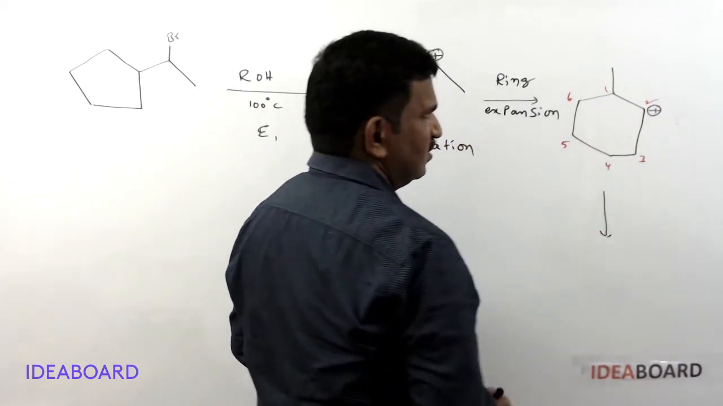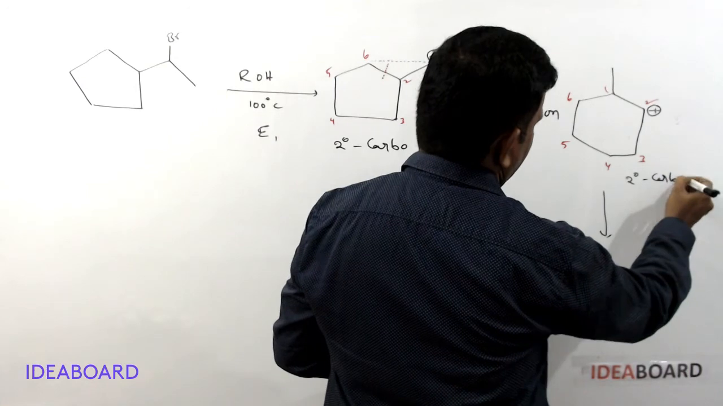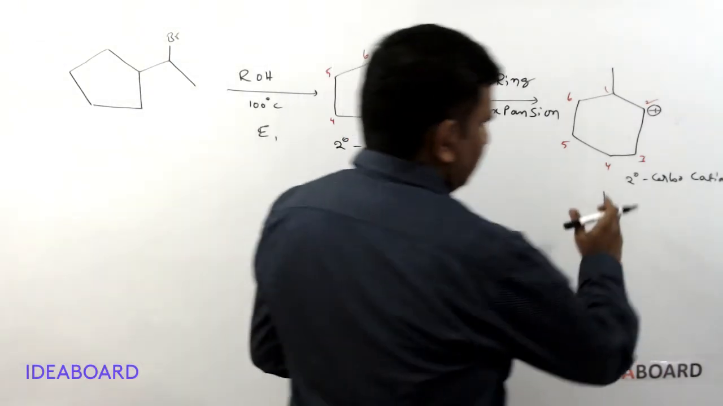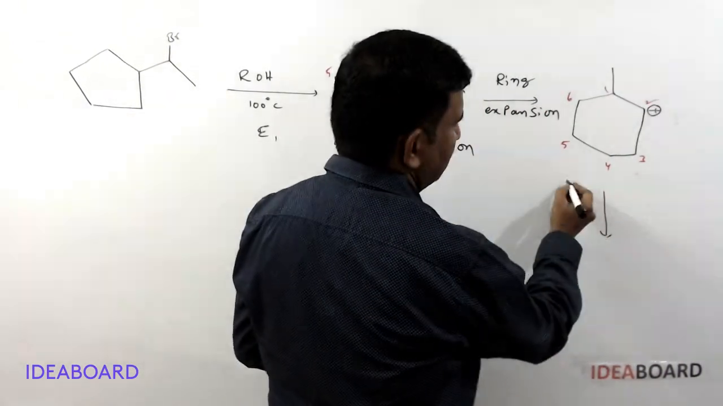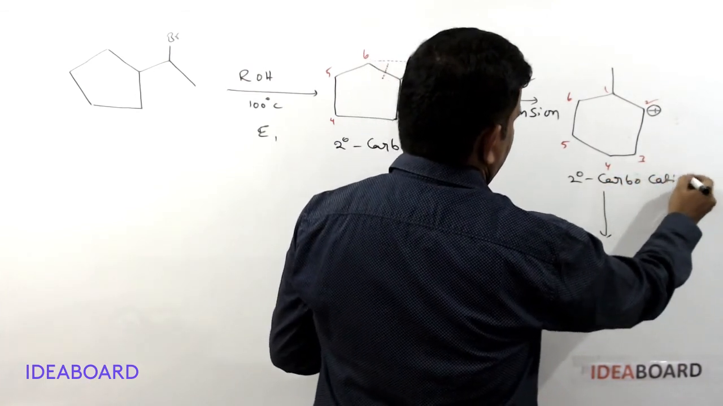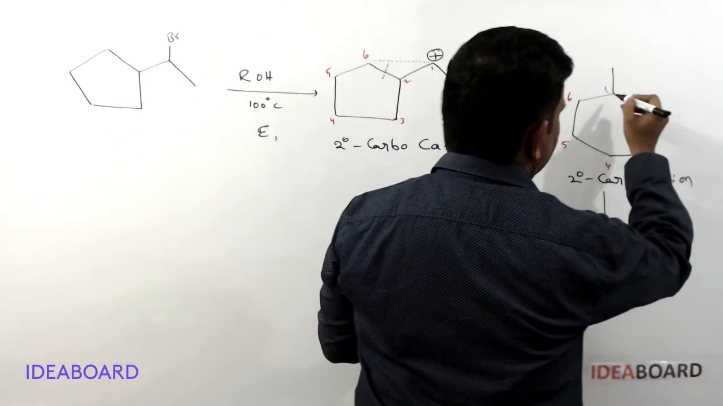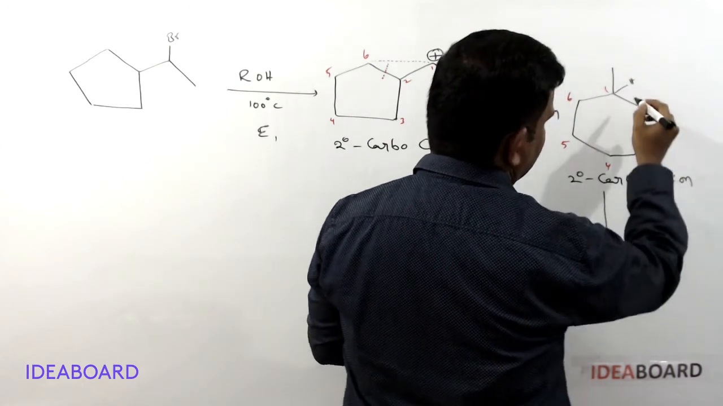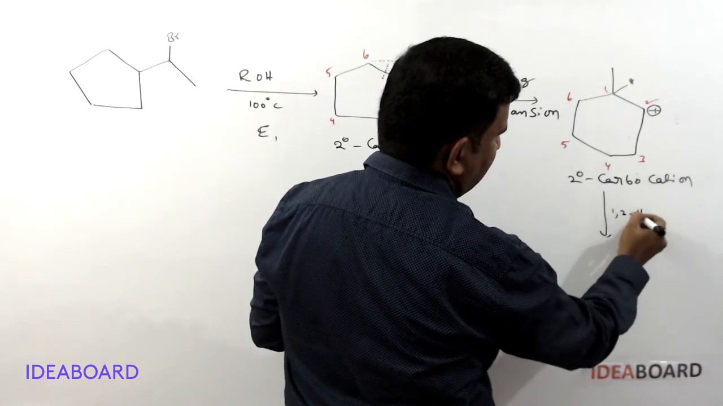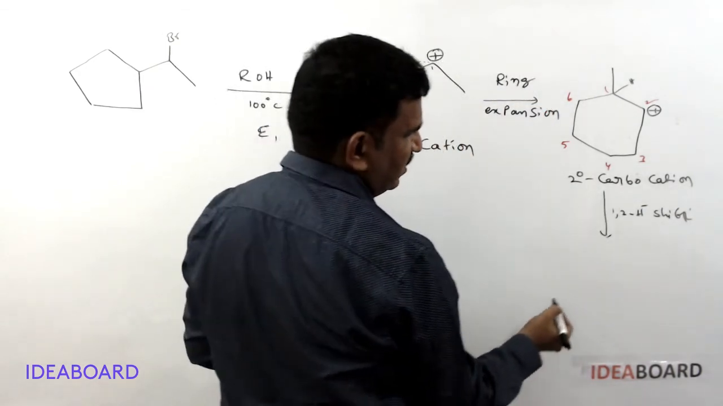Now there is a further chance. Here again, what is this carbocation? Secondary carbocation. The ring is a 6 carbon atom ring, but secondary only. So if there is any possibility, what is present here? One more hydrogen is present. This hydrogen will shift. So a 1,2 hydride shift occurs. So after the ring expansion, a 1,2 hydride shift occurs.